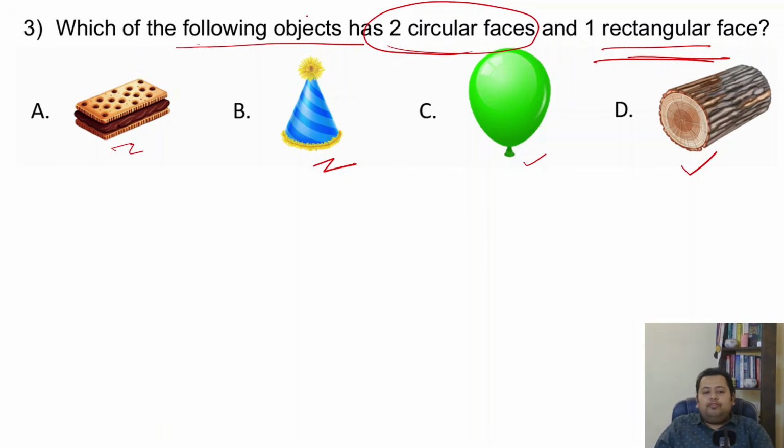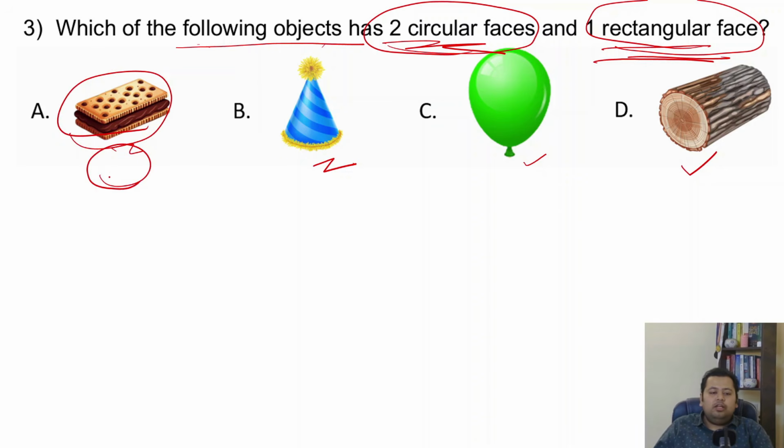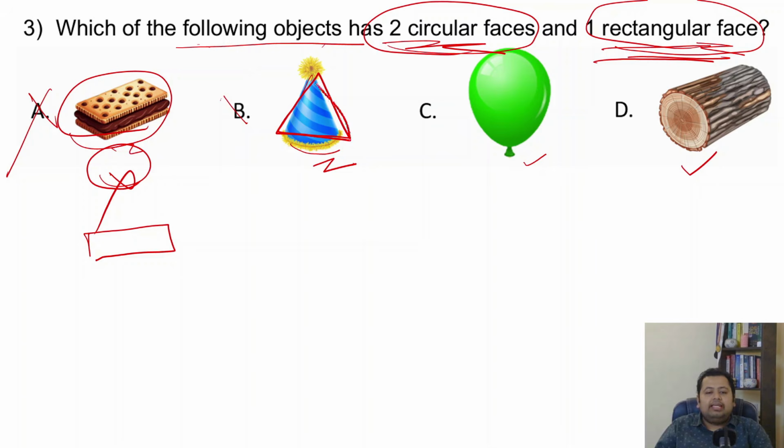Great. So, which of the following objects has two circular faces and one rectangular face, right? So, let's say the bourbon biscuit. Does it have any circular face? No, it doesn't. It has a rectangular face, obviously, but not a circular one. So, this cannot be your answer. Option number B. Does it have a circular face? Yes, the bottom of the cone is circular, so it has a circular face. But does it have a rectangular face? No, it's a triangular face that is there over here, right? This is a triangle, correct? So B is also not your answer.